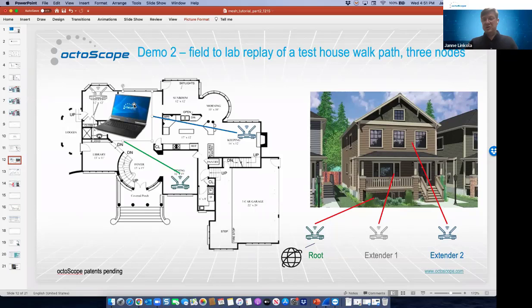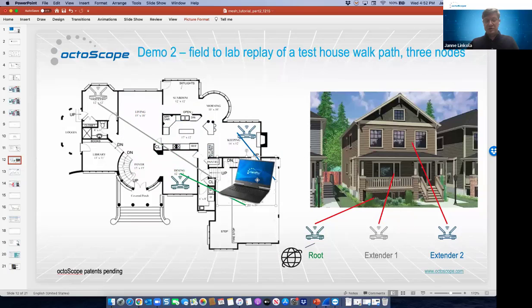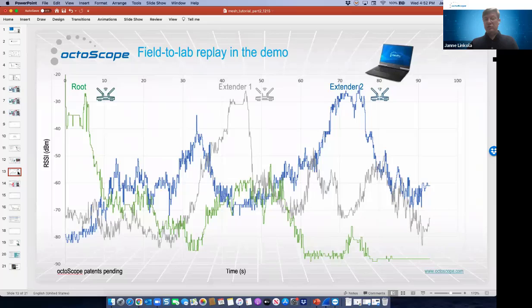This is a 3-node mesh version of the demo. To set things up, we set up a 3-node mesh in a 2-story home here in the Boston area, 1 node on each floor, including the basement. Then we took our field PAL test instrument and walked from the basement, took the stairs to the first floor, walked inside the first floor, took the stairs to the second floor, and ended up in the opposite corner of the house on the second floor. And basically got a recording like this out of the field PAL.